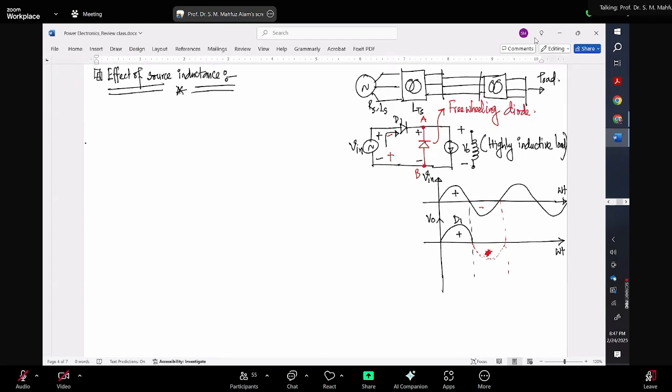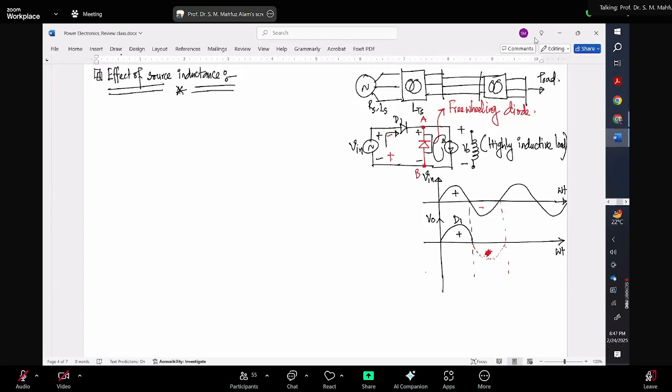That is the positive half cycle. But as soon as your polarities get changed, negative and positive, what will happen here? This freewheeling diode will start conducting, right? Yes, sir. So as soon as the freewheeling diode starts conducting, this path will be short circuited and the inductor current will flow through the freewheeling diode, right? Yes, sir.